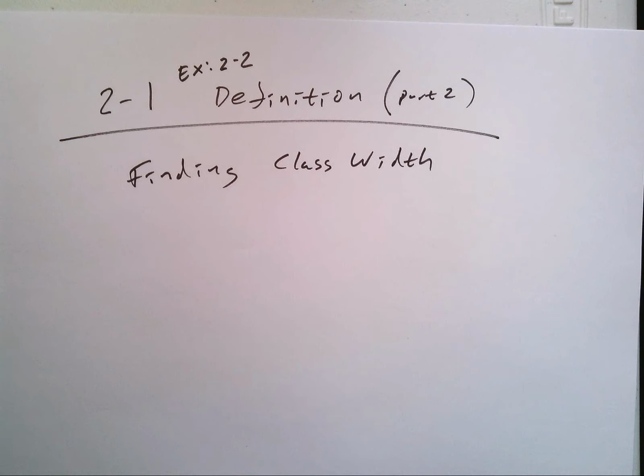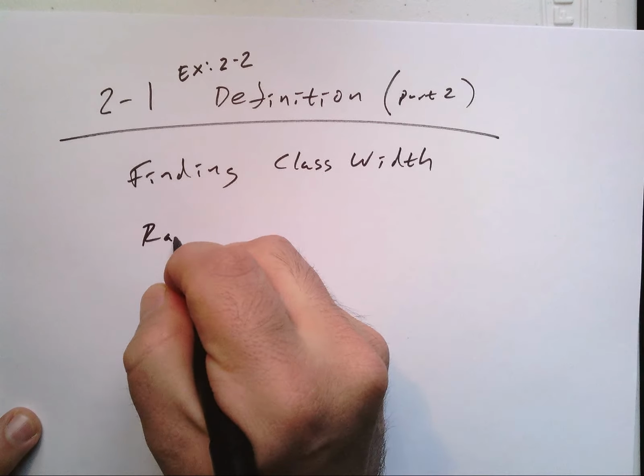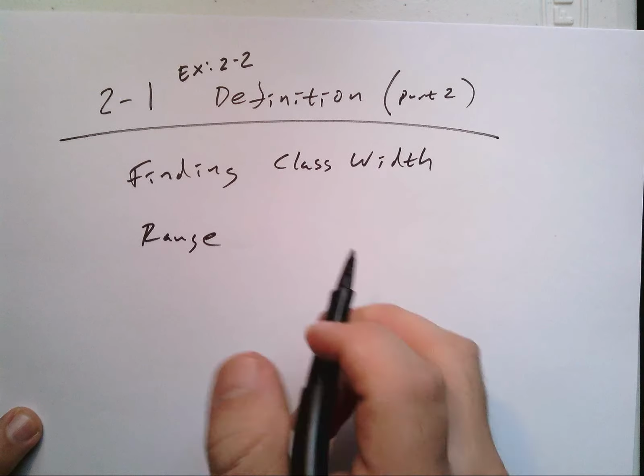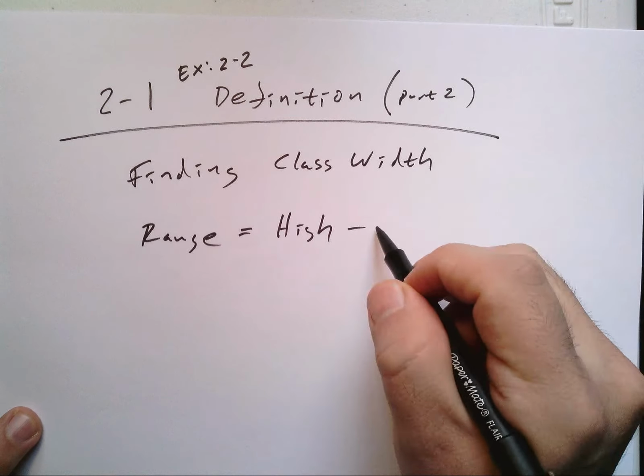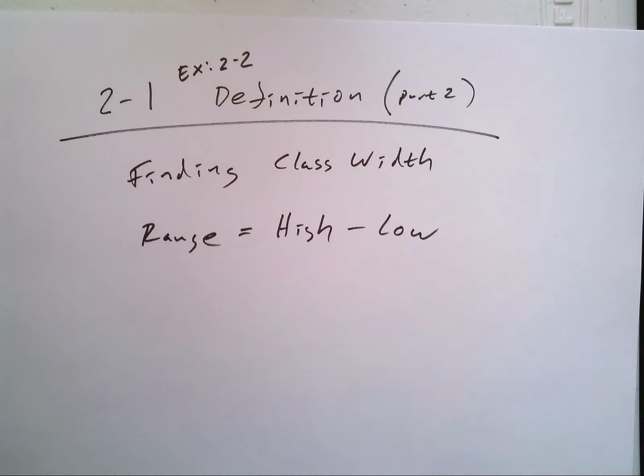Alright, so here's our next definition for part 2 in chapter 2, section 1. This is going to follow, kind of, sort of, example 2.2, finding class width. Now, in order to find class width, first we have to find the range of the data. The range of the data is always going to equal the highest value minus the lowest value. So, in our example 2.2, look at the book for reference.